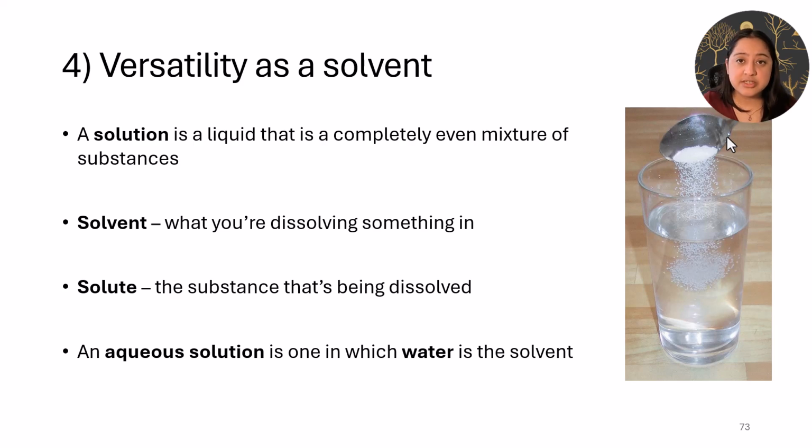So a solution is a liquid that is a completely even mixture of substances. A solvent is what you're dissolving something in. And then the solute is the substance that's being dissolved. A good example is iced tea or powdered lemonade. The powdered lemonade, for example, or salt or whatever, is the solute. That's the thing that you're going to dissolve in water, and the water is going to be the solvent.